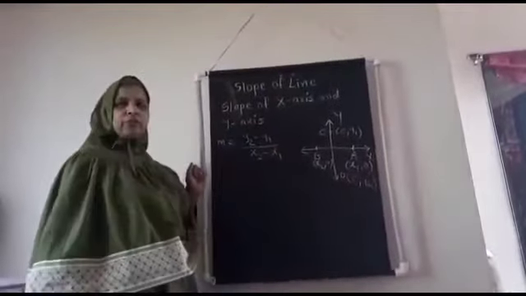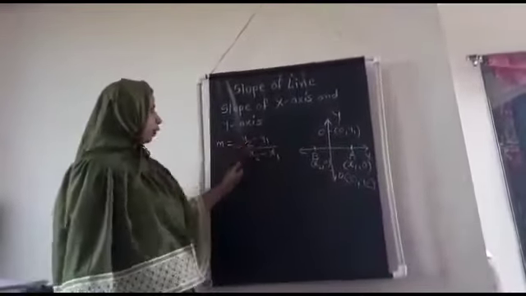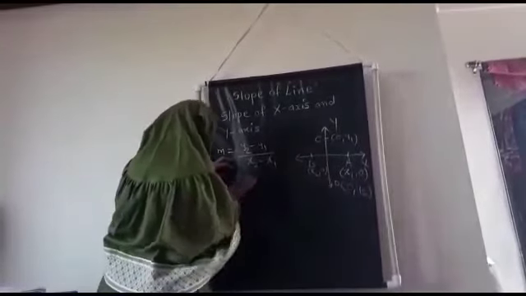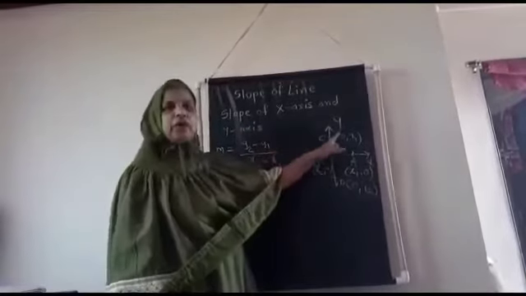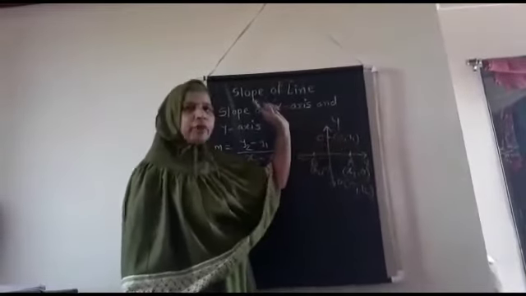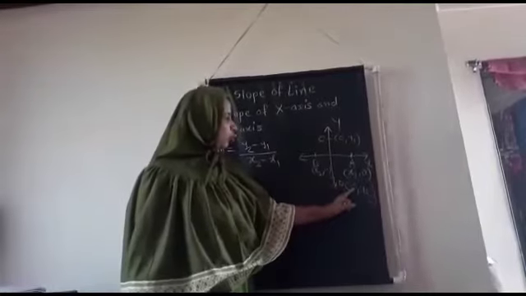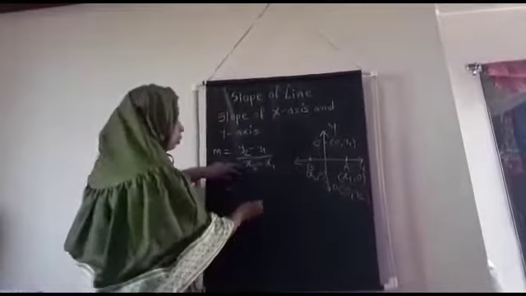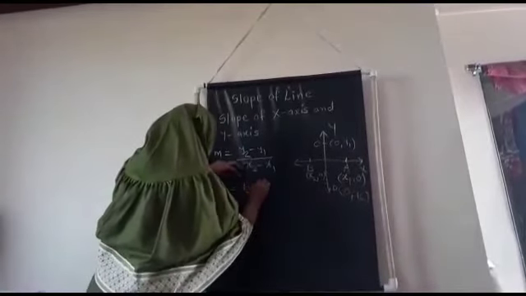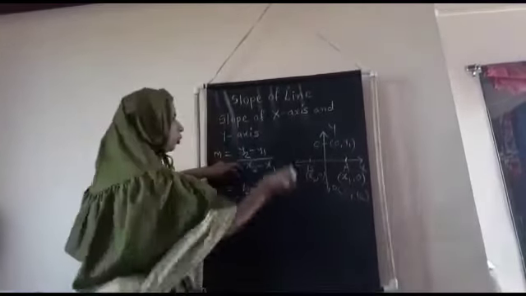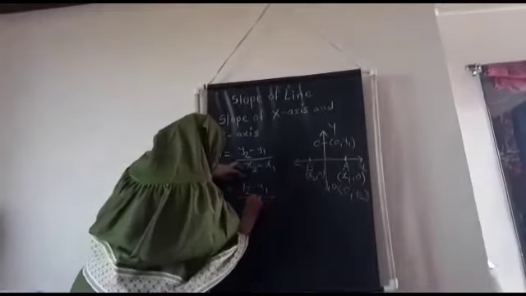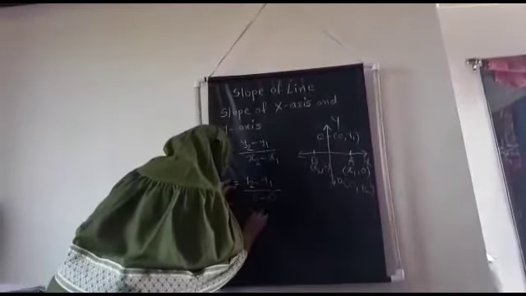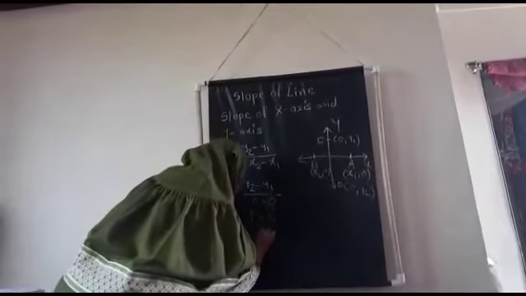Slope formula is the same for calculating this one: y2 minus y1 upon x2 minus x1. Now let's substitute the values. Here the coordinate D has x1 is 0, y1 is y1, x2 is 0 and y2 is y2. So y2 minus y1 upon 0 minus 0, which is equal to y2 minus y1 upon 0.